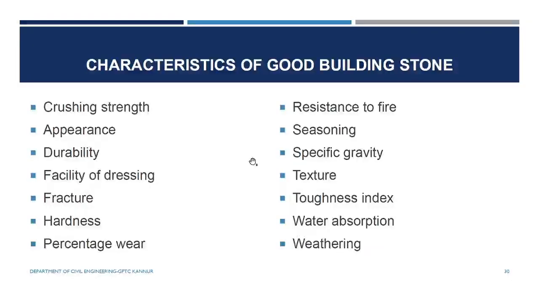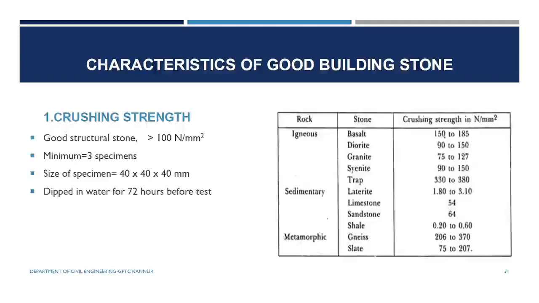Characteristics of good building stone include crushing strength, appearance, durability, facility of dressing, fracture, hardness, percentage wear, resistance to fire, seasoning, specific gravity, texture, toughness index, water absorption, and weathering. We will discuss each one of these things in detail in the next slides.